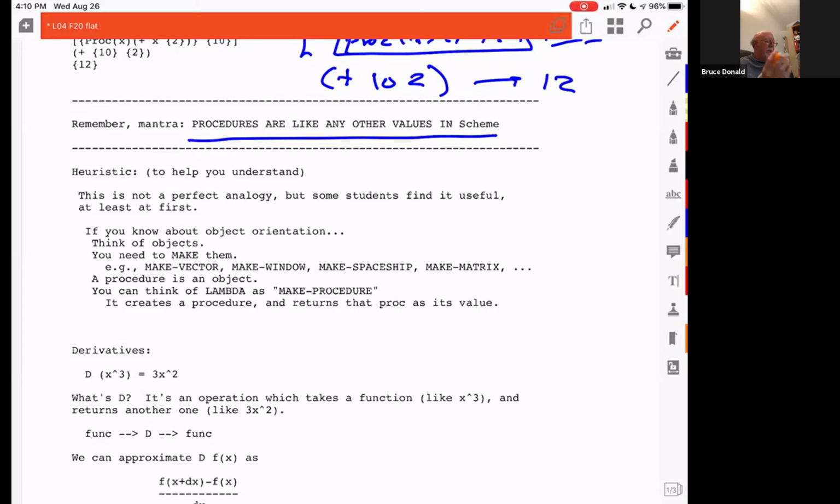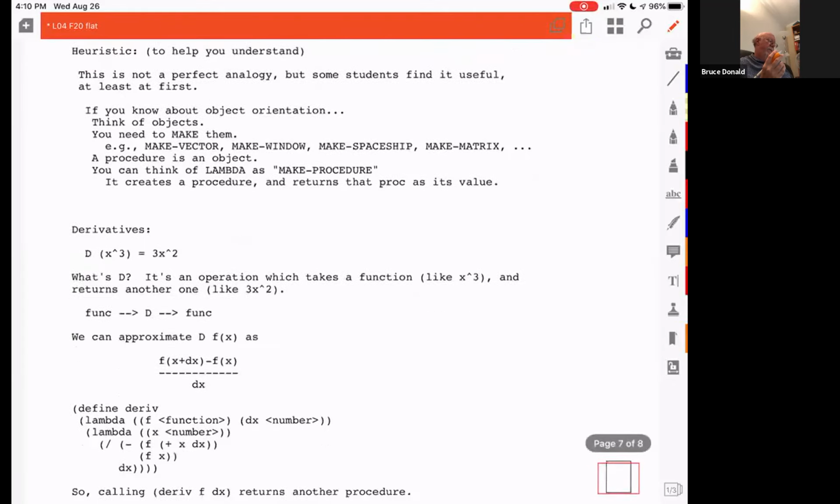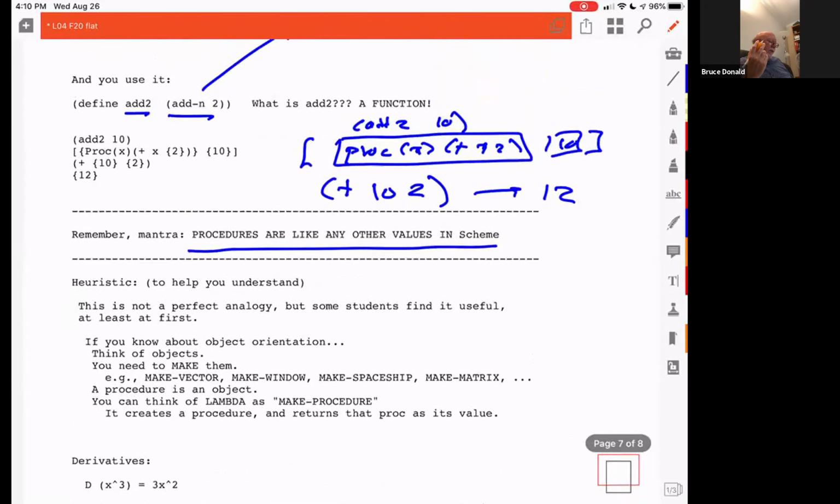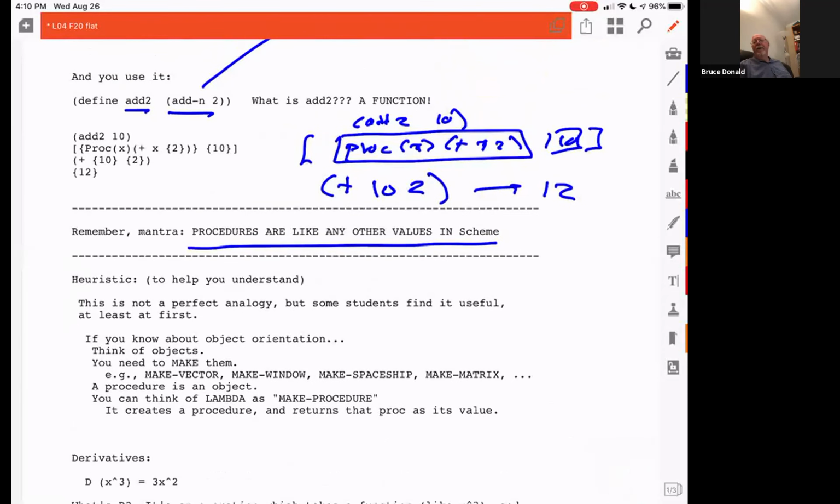But why would you ever want to do a thing like this? I mean, why is this valuable? Well, one example is the other branch of calculus, the other half of it, which is derivatives. And in fact, you've already seen this. So the main point here is that higher order functions are things you've already seen. You just maybe didn't have good tools to compute them. And Scheme and other functional languages give you that. So let's look at derivative.